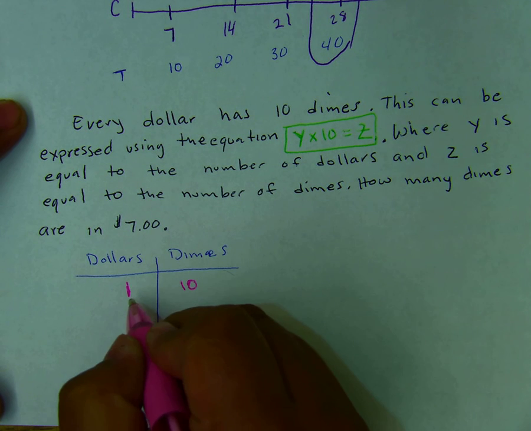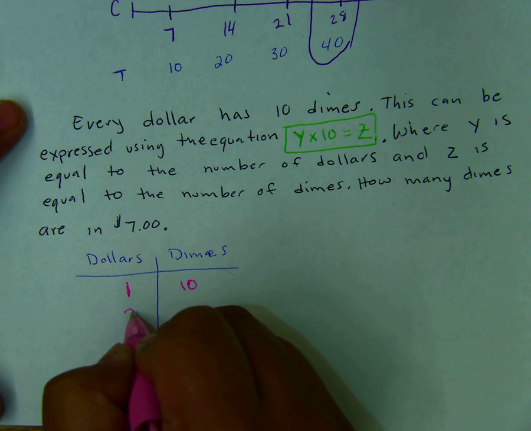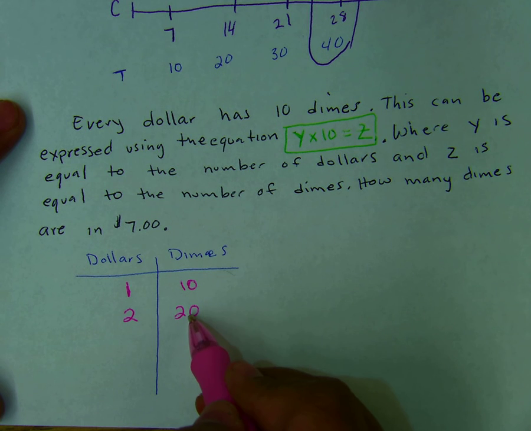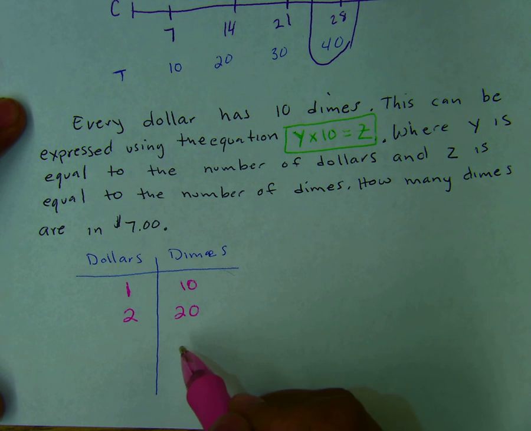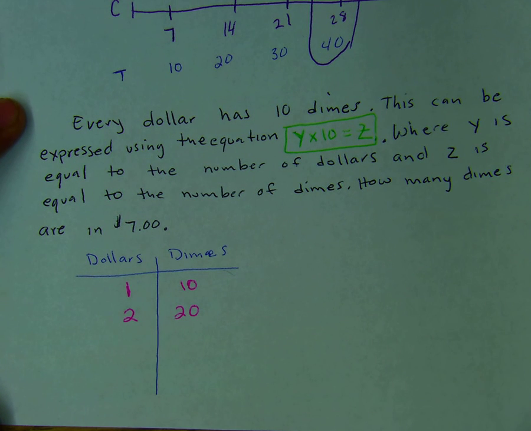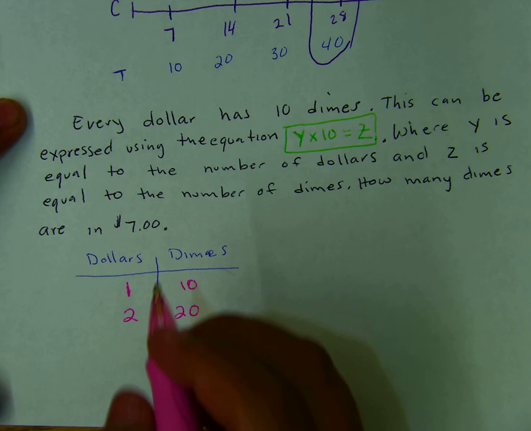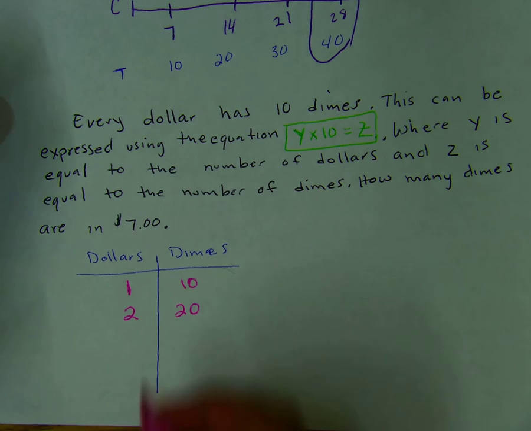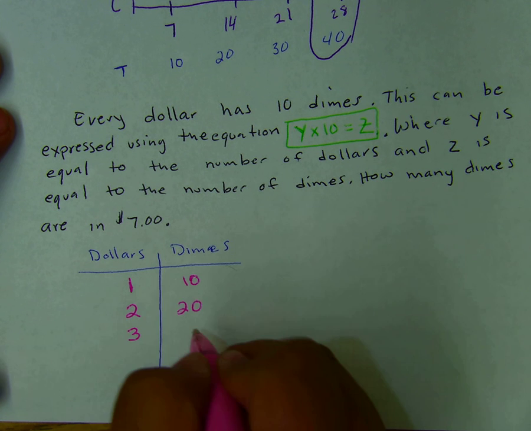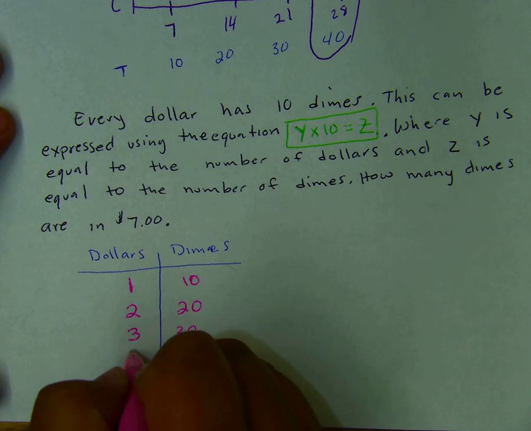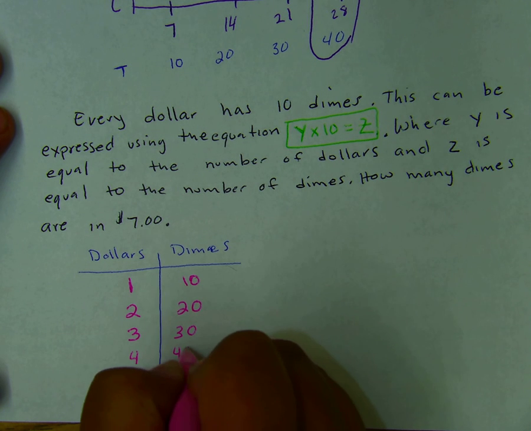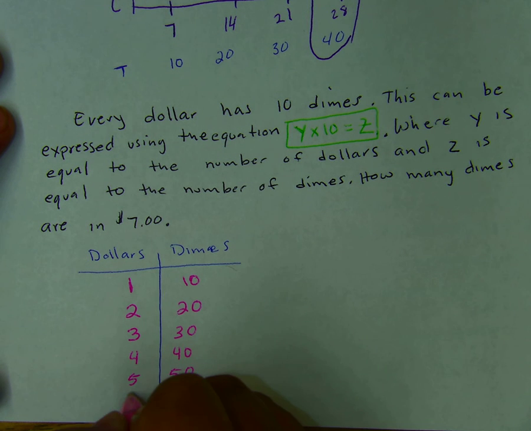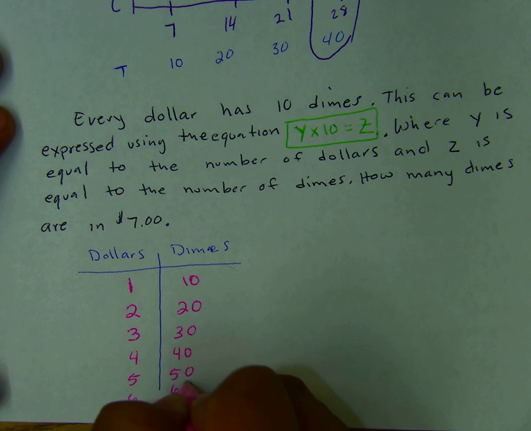I'm increasing, remember, I'm going up by 1, so if I have $2, then I have 20 dimes, right? I got to increase by 10. That's how my graph is going to keep going. The same increments are going to keep going on every single move. Increments is the amount of change in every set, okay? So if I have $3, that's 30 dimes. If I have $4, that's 40 dimes. If I have $5, that's 50 dimes.